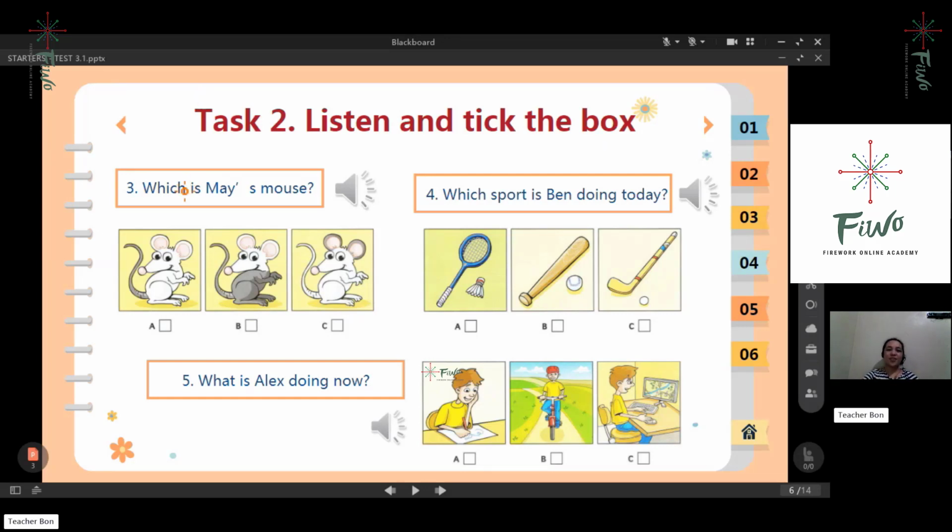Okay, so what's your answer? The letter I is the correct answer. Okay, please describe May's mouse. May's mouse has a gray tail and gray body and gray ear. Gray ear? No, it's white. Okay, white body and white ears with a gray tail.